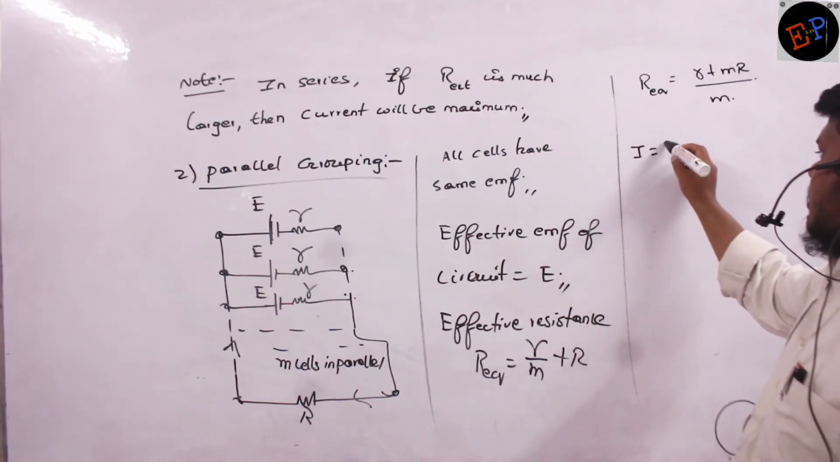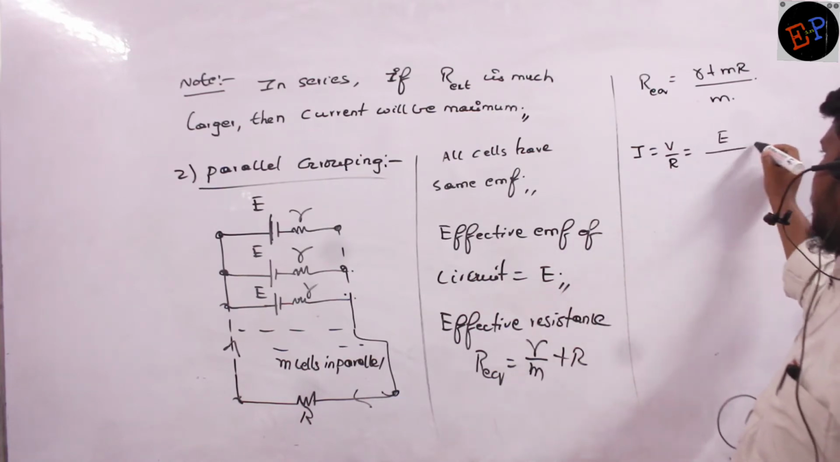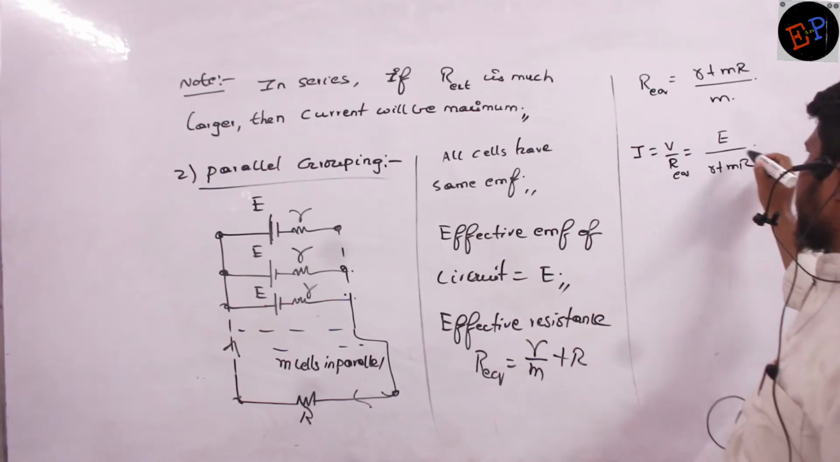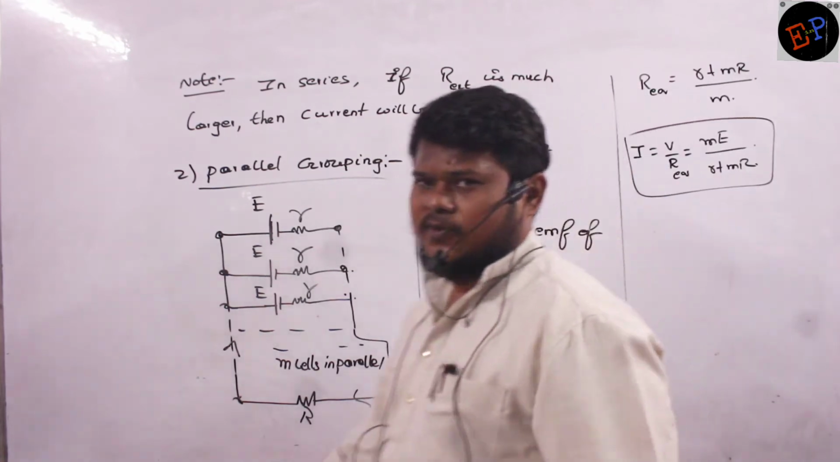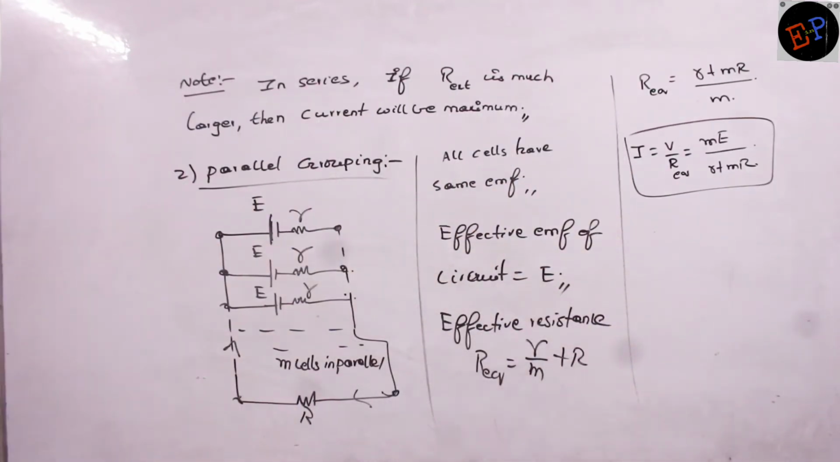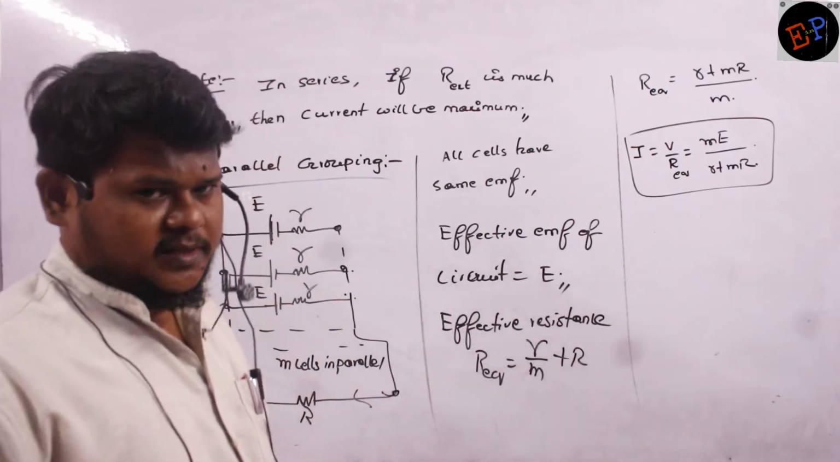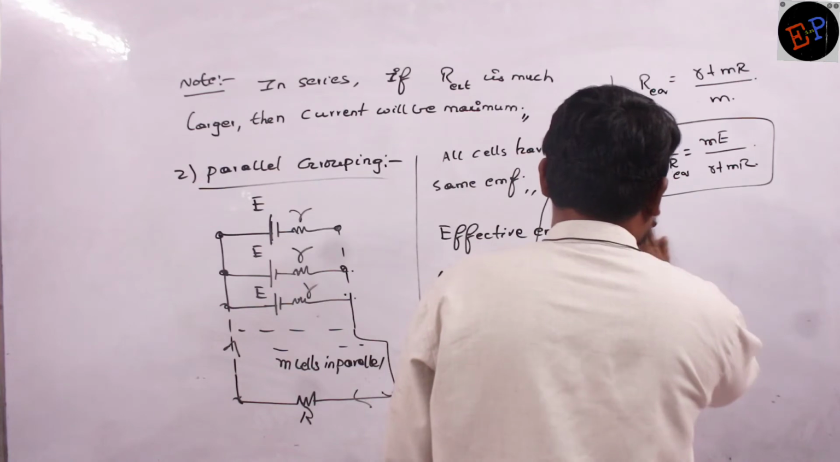So what is the current flowing? I is equal to V by R. V is E, divided by R equivalent, which is (R plus MR) divided by M, so E multiplied by M over (R plus MR). This is the total current flowing in this circuit, which we got by taking the LCM. Are you able to understand? Now here again we will write the cases.